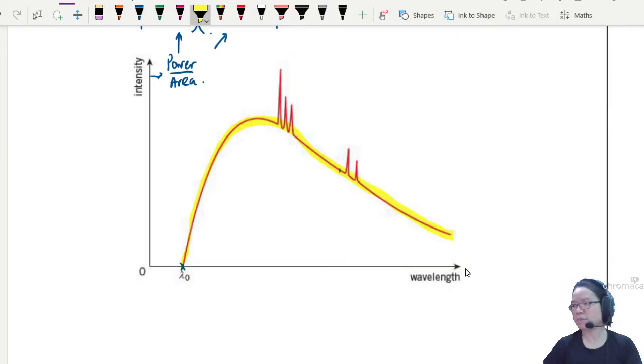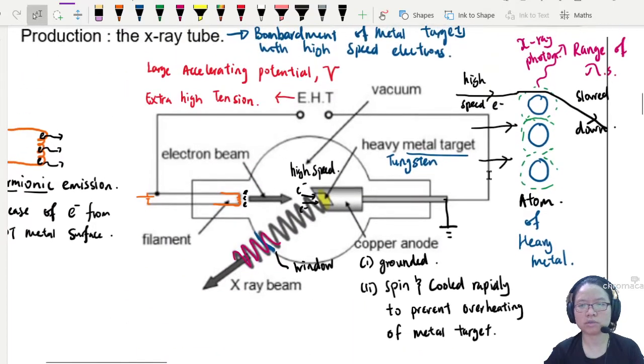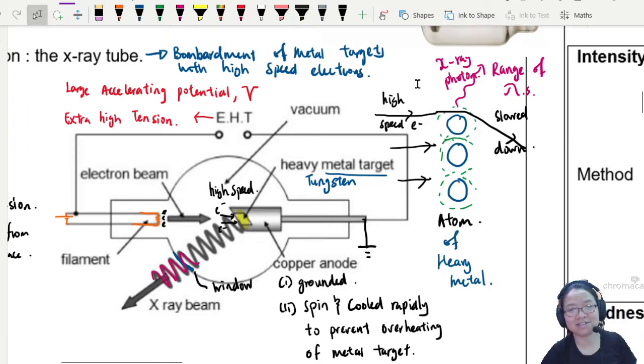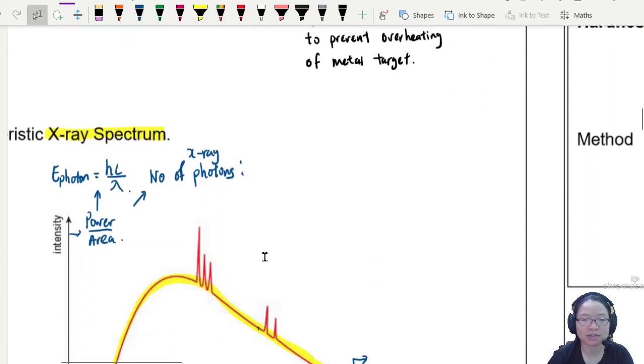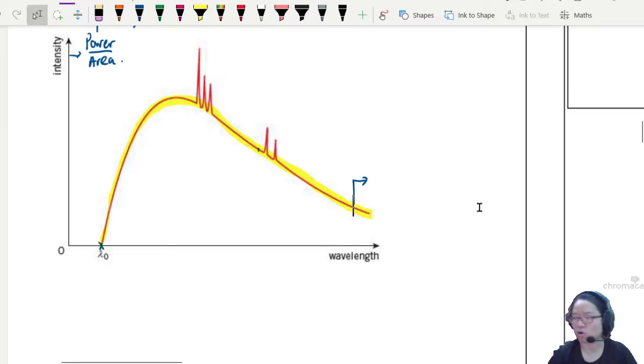To explain this continuous distribution, you need to think about the range of wavelengths that I mentioned just now. If you look at the drawing that I've given you here, you will see that this high-speed electron will slow down. But when it decelerates, it may not decelerate by the same amount, because it depends on how close they come to the atoms. So here it will slow down and we have a range of wavelengths. That explains why you have a continuous distribution of your wavelength.